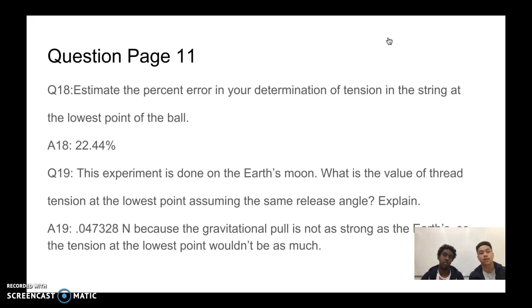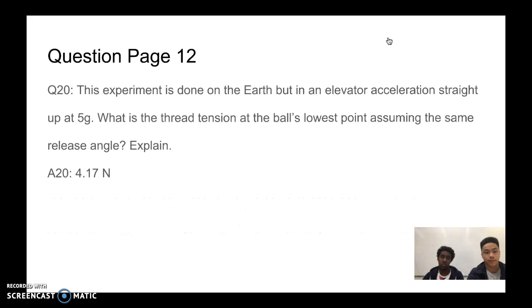And Q19 is if the experiment is done on the Earth's moon, what is the value of the thread tension at the lowest point? So what we did was we looked up the moon's gravity, and then we plugged it into the tension equation. And so then we had our value of 0.047328 newtons, because the gravitational pull is not as strong as Earth's, so the tension at the lowest point wouldn't be as much compared to Earth's.